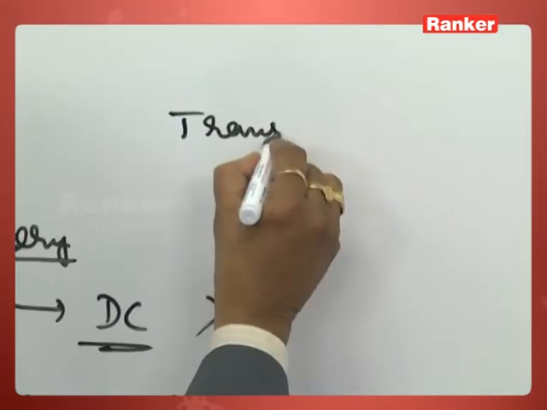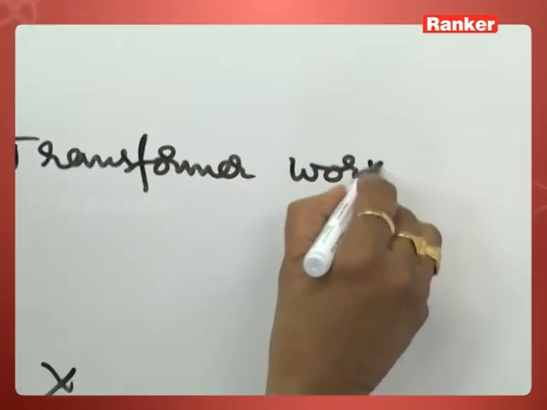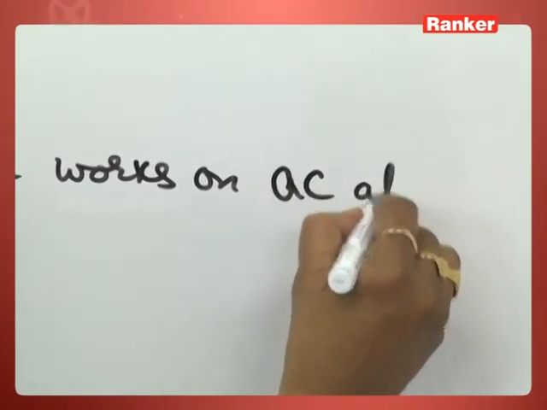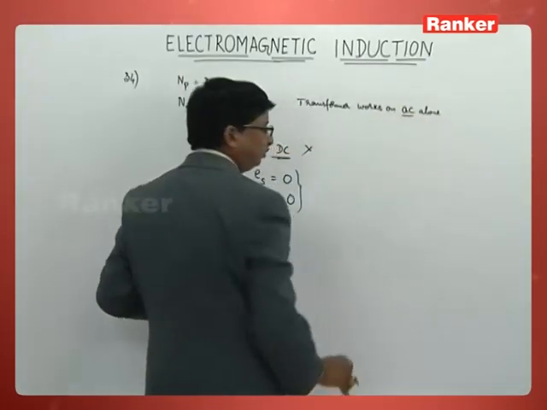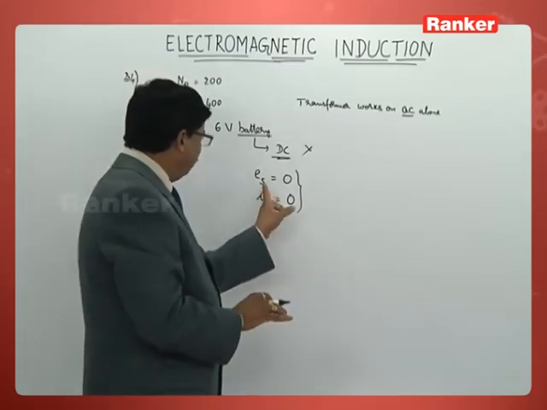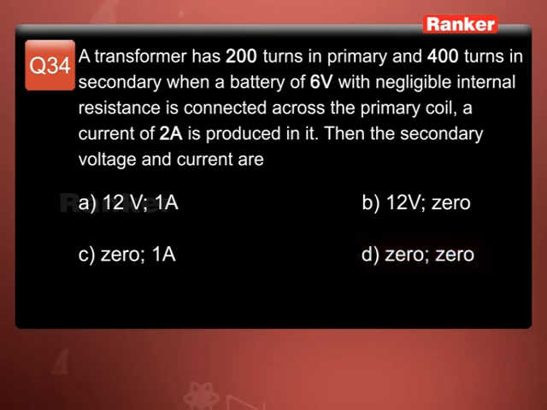Transformer works on AC alone. It does not function on DC. So what is your answer straight away? ES 0, IS 0. So which is the correct option given over there? Fourth option is given the same values.